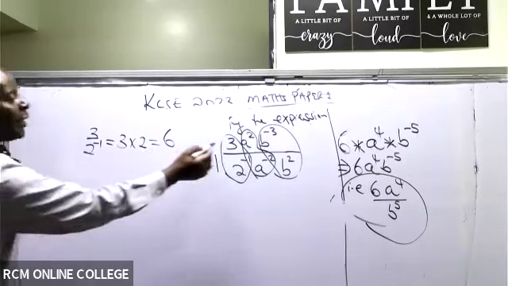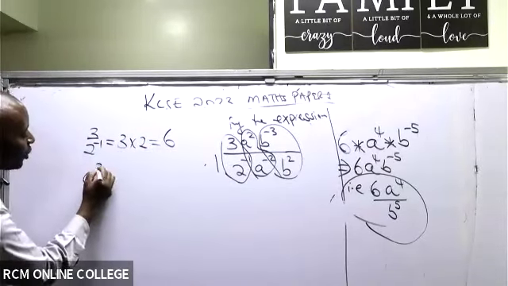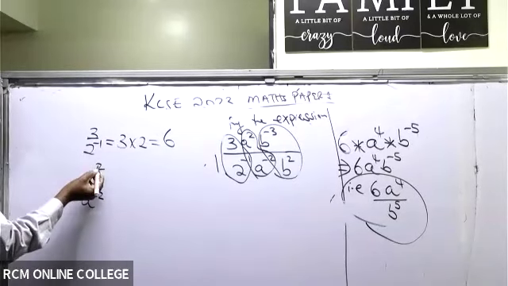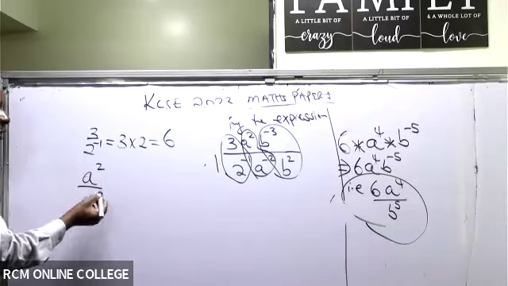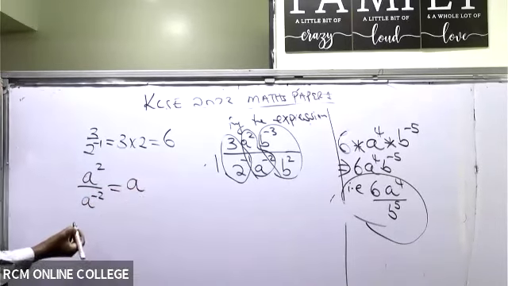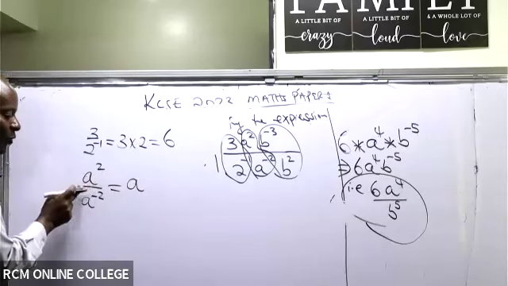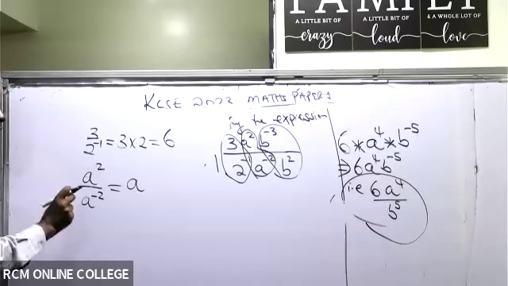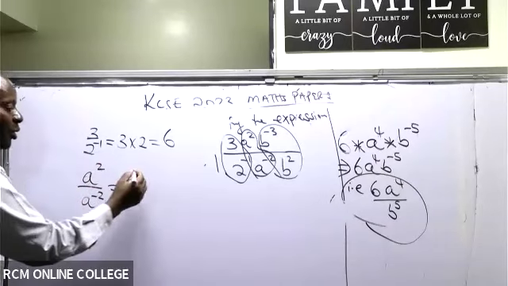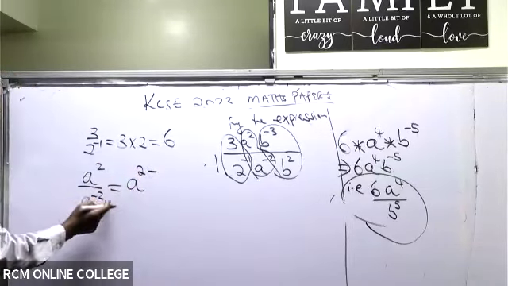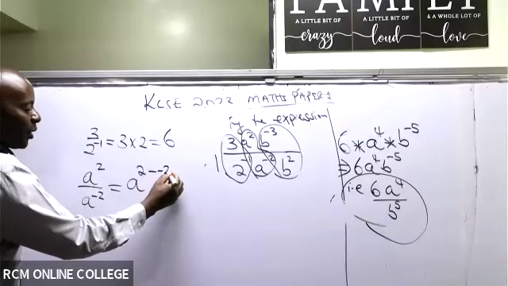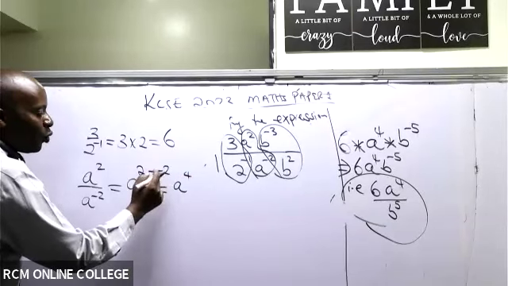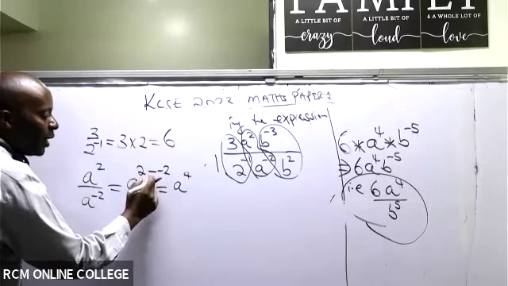And then I'll come and look at these a's. So for a, I have a raised to 2 divided by a raised to minus 2. The powers here are different, but the bases are the same. So here I will write just one base. And then what do I do to the powers because of division? Because of division, we subtract. So it will be 2 minus minus 2. So these will give me a raised to power what? 2 minus minus gives me a plus. So this gives me a raised to 4.